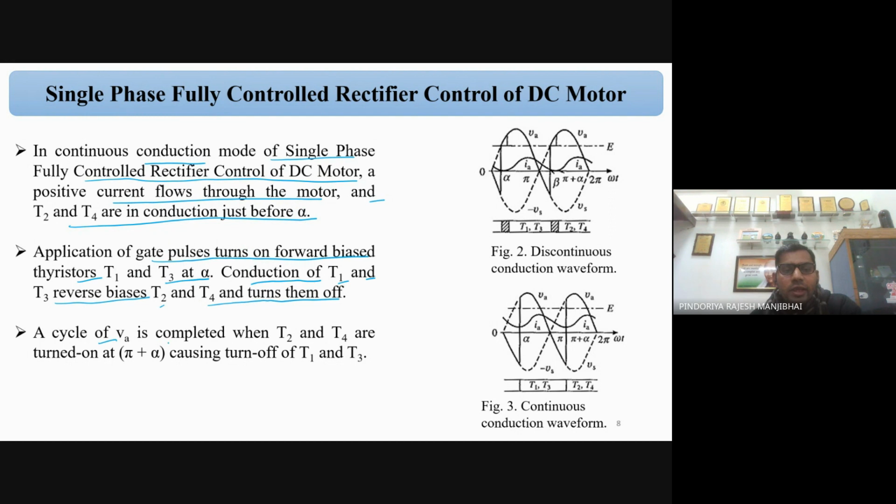So the cycle of VA is completed when T2 and T4 are turned on. Once the cycle is completed, T2 and T4 are in conduction mode at pi plus alpha, and at that time T1 and T3 are off. Because of this type of bridge, at a time we can connect only two legs. So we connect T1 and T3 at a time, and the second time T2 and T4, and then we complete our cycle.